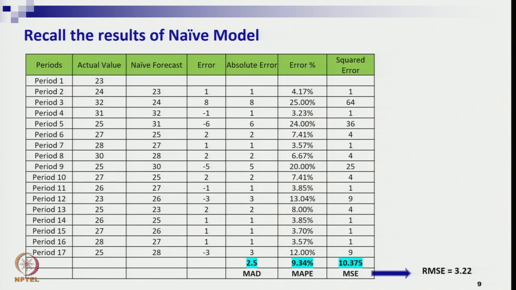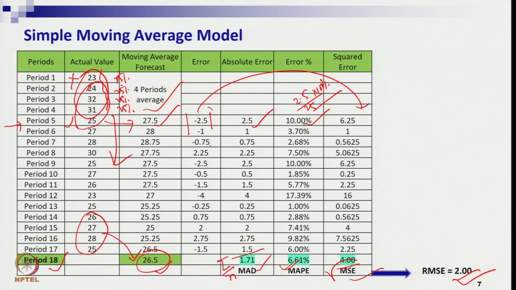Now, if you recall the same data set and the naive method, we have analyzed this data through the naive method also. And if you remember the forecast accuracy there, the mean absolute percent error was 9.34% in the naive method. I have taken the summary slide of the naive method, and you can see here the mean absolute percentage error is 9.34%. And in our simple moving average, it was 6 point something, right? Let us see. I think it was 6.6%.